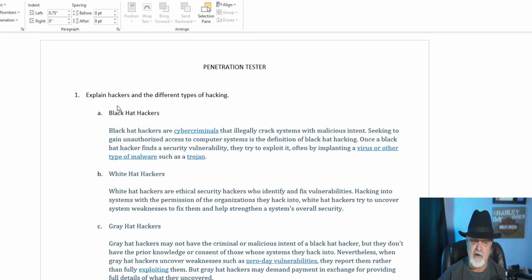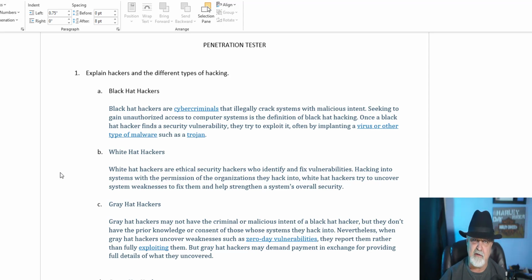So we're going to start with number one. The very first topic we're talking about is explaining hackers and the different types of hacking. The number one that you see on all these crime shows is they talk about black hat hackers.